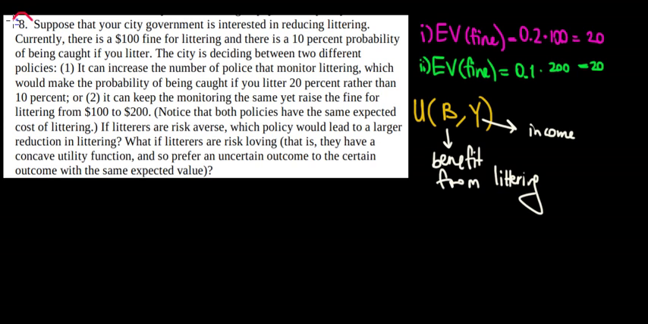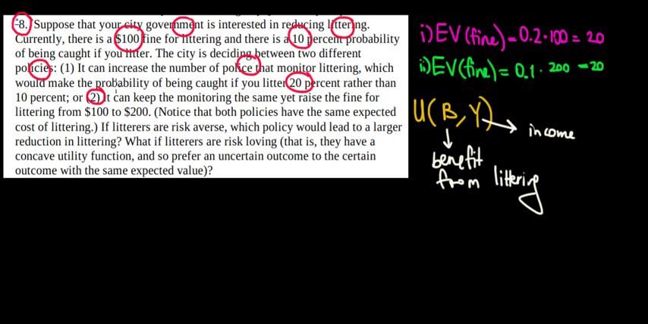Let's start solving question 8 in this video. So we have the city government that wants to reduce littering. There's a $100 fine for littering and there's a 10% probability of being caught if you litter. Now, there are two different policies to think about. It can increase the number of police officers who monitor littering, and in that case the probability of being caught is going to be 20% instead of 10%.